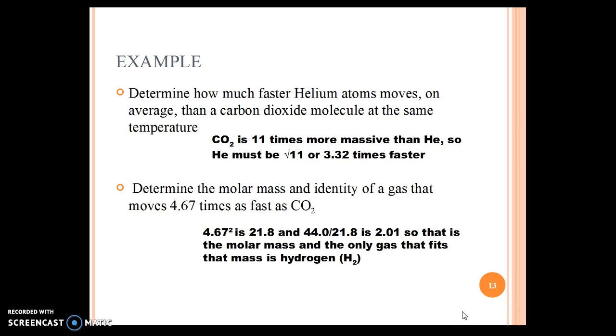Carbon dioxide is 11 times more massive than helium, so we take the square root of 11, and that's 3.32. Helium must be 3.32 times faster to diffuse or effuse than carbon dioxide. If we square the 4.67, we get 21.8. 44 divided by 21.8 is 2.01. So the molar mass of the faster gas is 2.01, and that's hydrogen, H2. And yes, that's a classic run-on sentence.